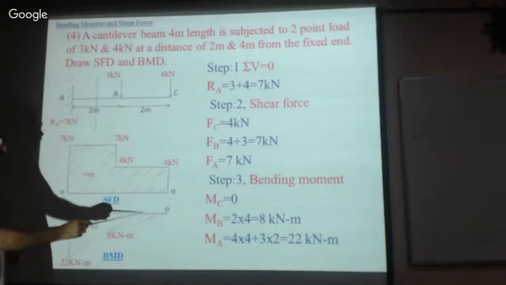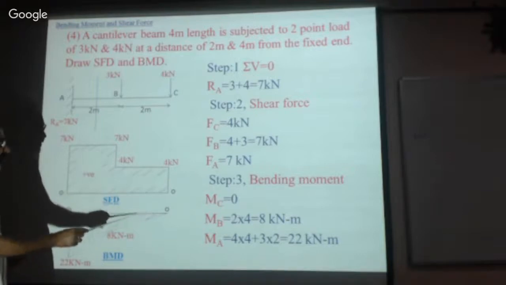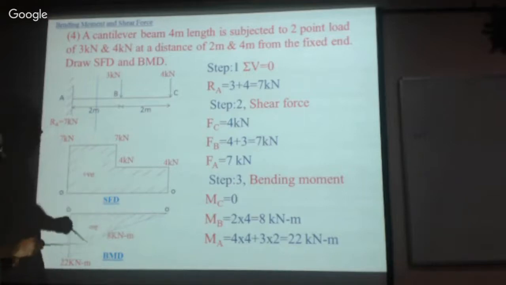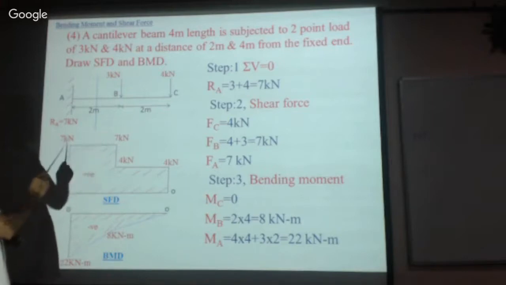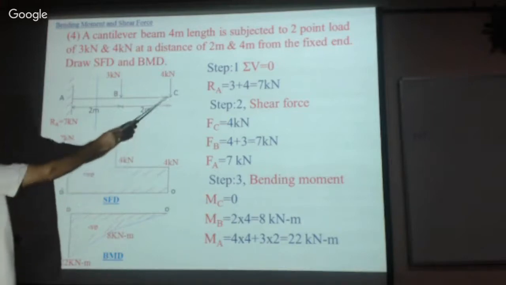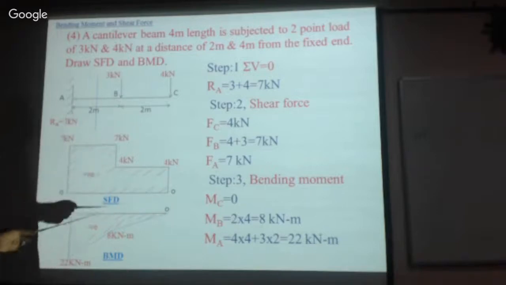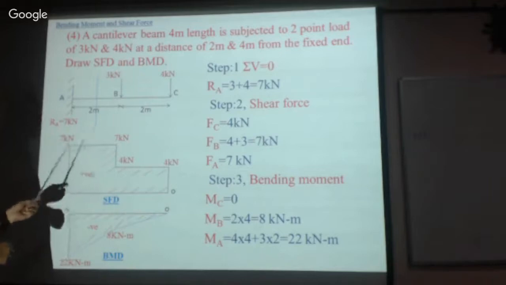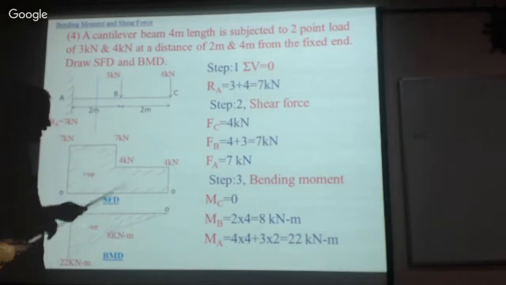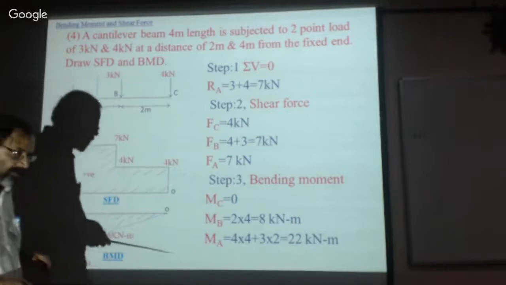Now we can measure the bending moment at every point. That is the advantage of plotting the bending moment diagram. In this case, of course, we have only three critical points: 1, 2, 3. Sometimes there may be variation in the bending moment depending on the loading, and the shape of the bending moment and shear force diagrams also varies. Now let us discuss one more problem.